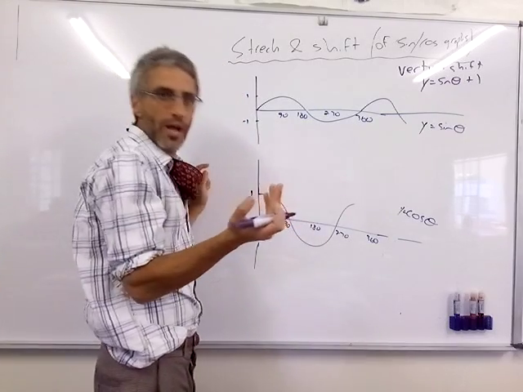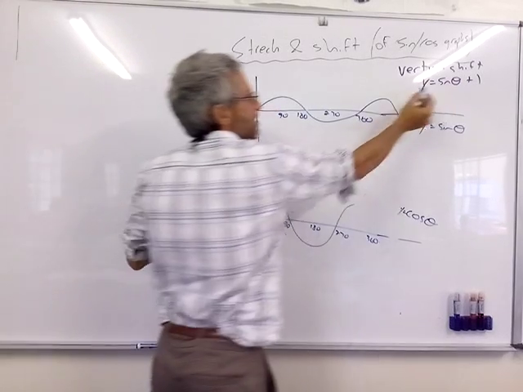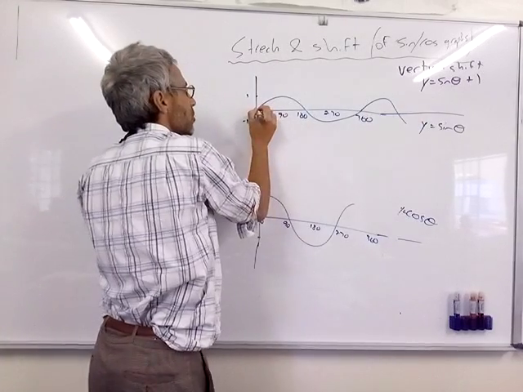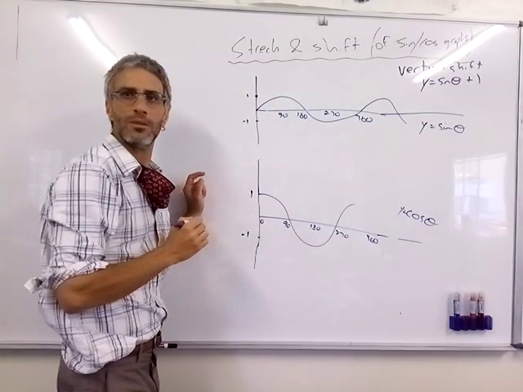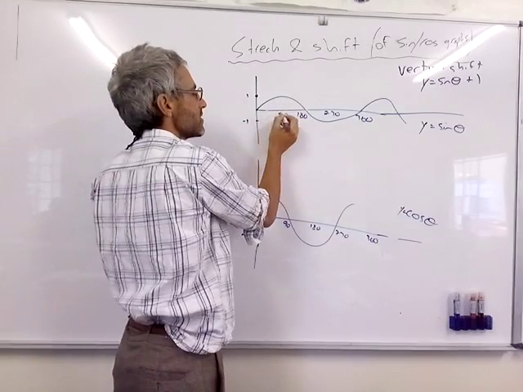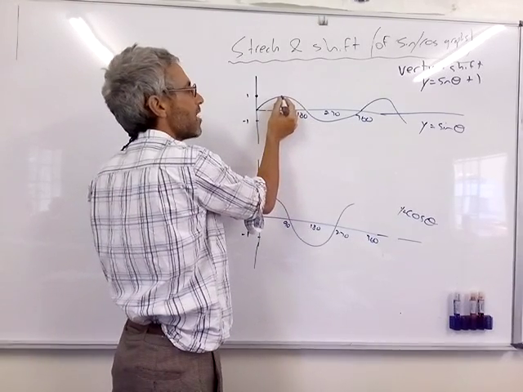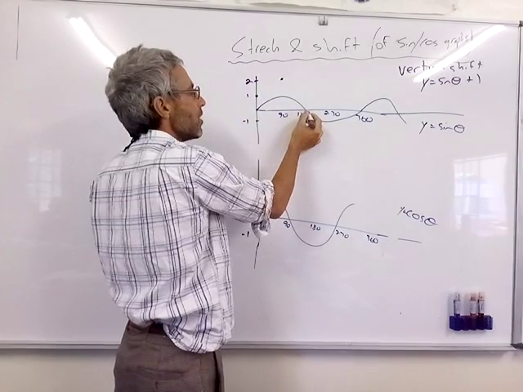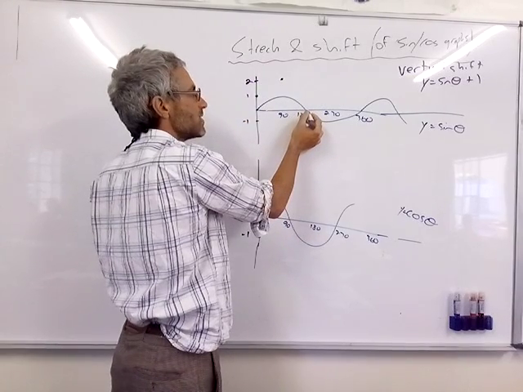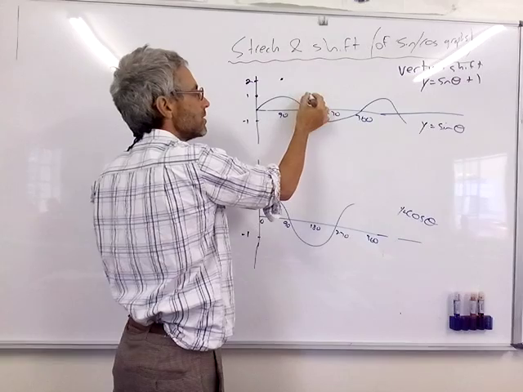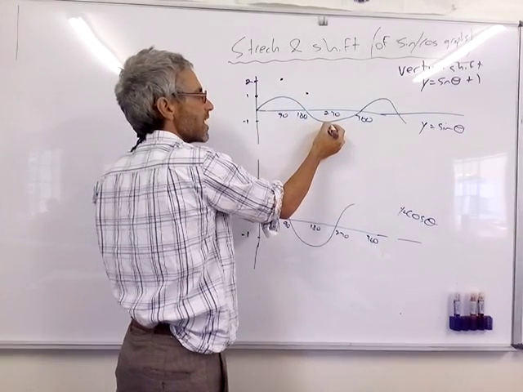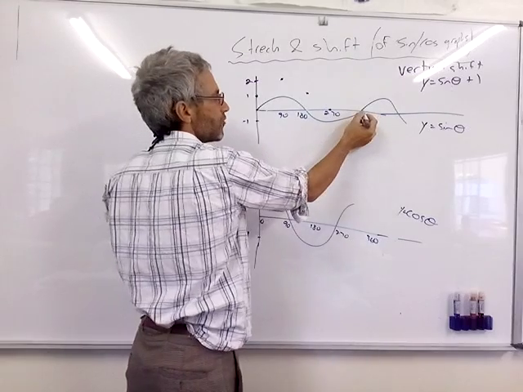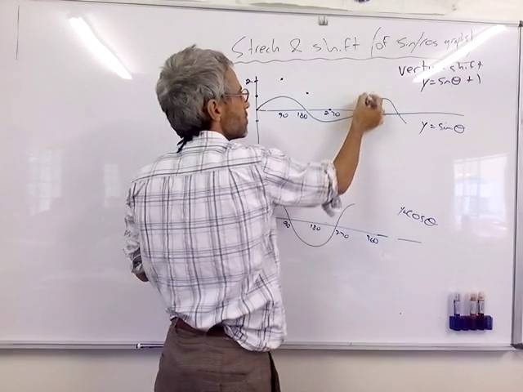So, how do I know that? Because again, you've got to look. Sine 0 is 0, and if I'm adding 1, this point is going to move now to 1. Sine 90 was 1, so that's going to move up to 2. Sine 180, which was 0, is going to move to 1. Sine 270 was minus 1, that's going to move to 0. The 360, which was 0, is going to move to 1.